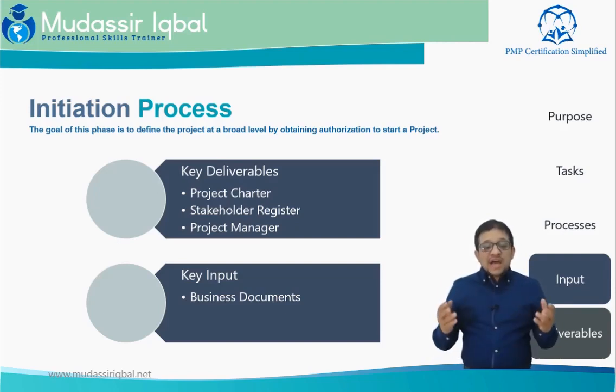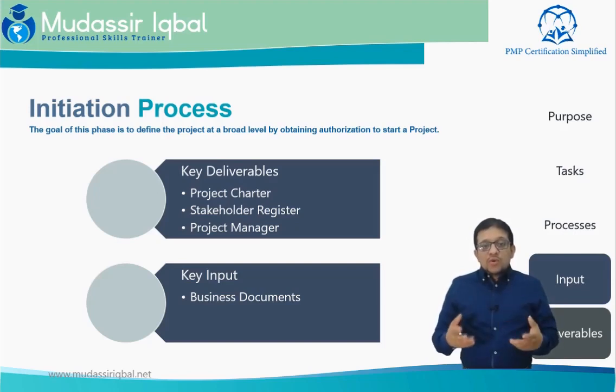So the business case, the benefit management plan and the other business documents are inputs to your project. You have the project statement of work, organizational culture, guidelines, policies and procedures as inputs, and then you have the project charter as an output.